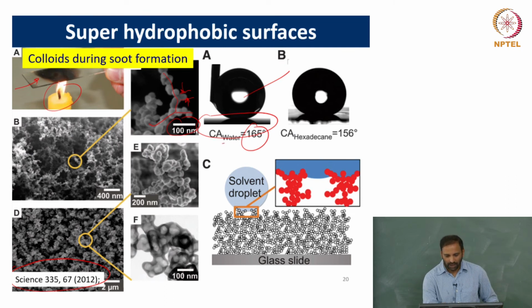Not only for water, I can create surfaces which have a contact angle of 165 also for hexadecane, which is an oil, right. Therefore I can create both water liking substrates, water hating substrates, or oil hating substrates, right. Therefore I can create what are called omniphobic materials, okay. These are materials which neither like water nor like oil, okay. So you can make things like that, okay.